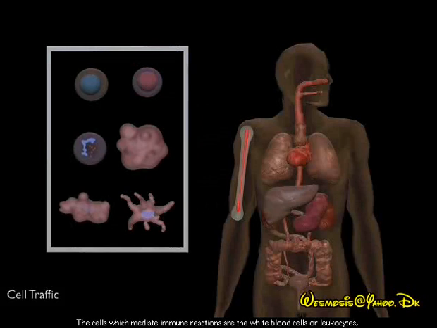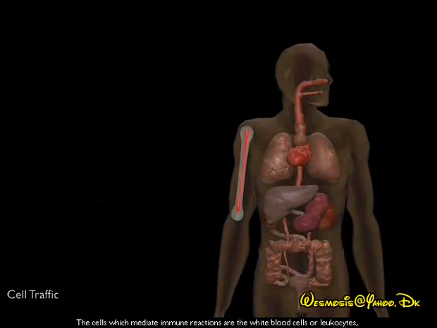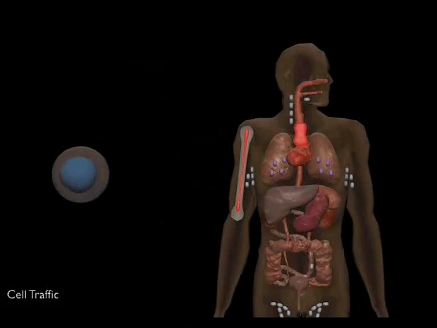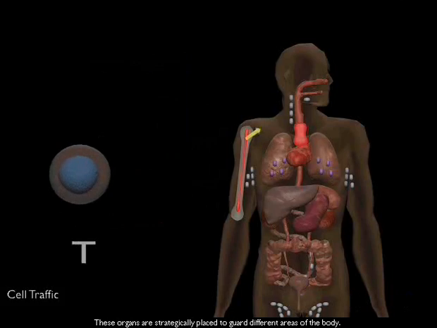The cells which mediate immune reactions are the white blood cells, or leukocytes, that are distributed throughout the body in the various lymphoid organs, including the lymph nodes, spleen, and Peyer's patches in the gut. These organs are strategically placed to guard different areas of the body.